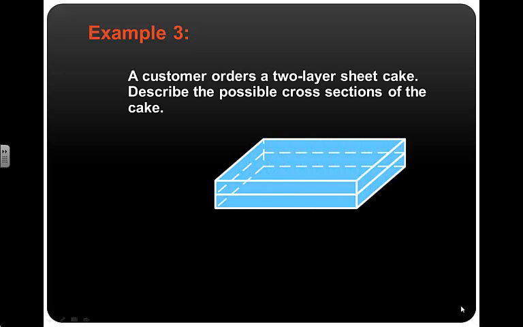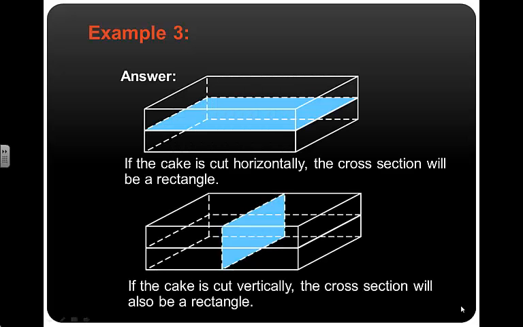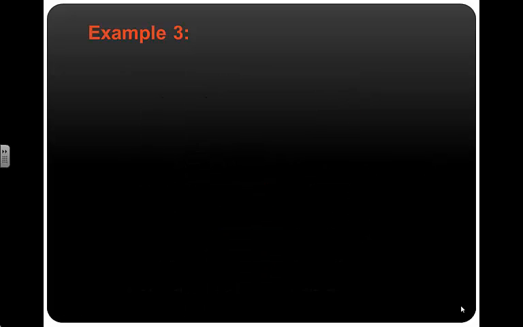Now, a customer orders a 2-layer sheet cake. Describe the possible cross section of the sheet cake. So again, if I was to cut that in half, what would it be? Okay, if the cake is cut horizontally, the cross section will be a rectangle. If the cake is cut vertically, the cross section will also be a rectangle, right? So it doesn't matter which way you cut it.